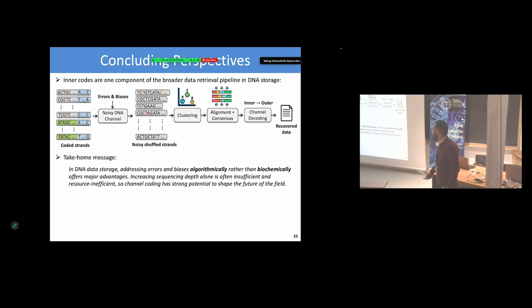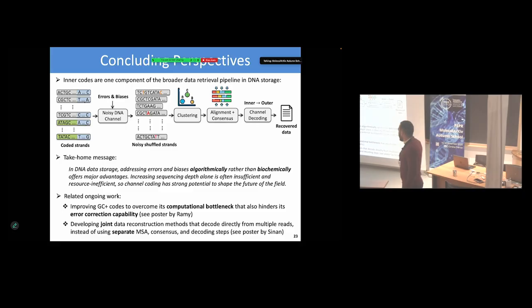Why resource inefficient? Because when you use channel codes, instead of using 1 million reads to decode a certain file, you can probably do it with 10,000 reads, for example. That's using your resources efficiently and reducing costs in terms of speed and maybe money also. So the channel coding, I believe, has a strong potential to shape the future of the field. If we can have less expensive synthesis technologies that are more noisy and fast, and we can make them viable because we are compensating for the errors algorithmically, then that's a major advantage.